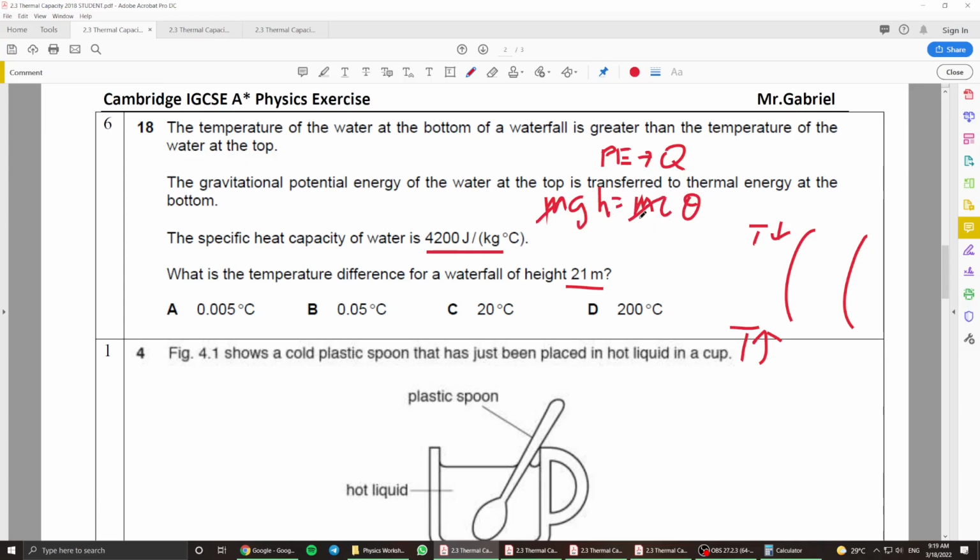And from here, I can start substituting all the information I have, right? The gravity is going to be 10 multiplied by the height of 21 is equal to your c, which is 4,200 multiplied by your theta. So essentially your theta is going to be 210 divided by 4,200, which is going to give you B as the answer, guys. It's just a simple play of algebra here.